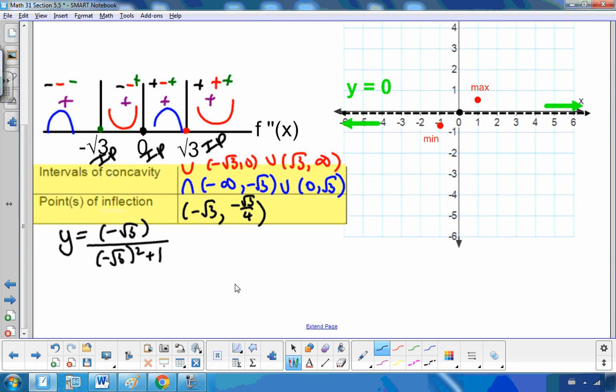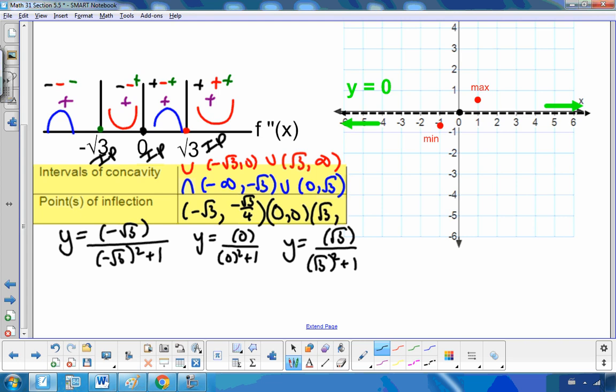Then I'll put in my other point, 0. So I'll have 0 over 0 squared plus 1. So an inflection point at 0, 0. And then putting in positive root 3, I end up having an inflection point at root 3 and root 3 over 4.